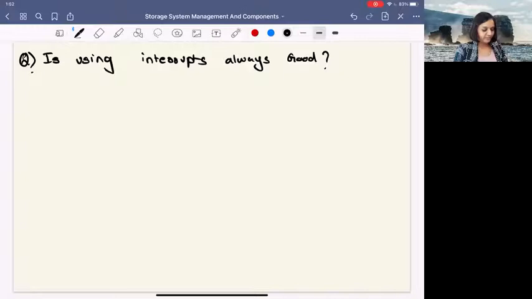What did you come up with for your answer? Is using interrupt always good? Are interrupts the ultimate solution to all our problems? Or are there any further problems with interrupts as well?